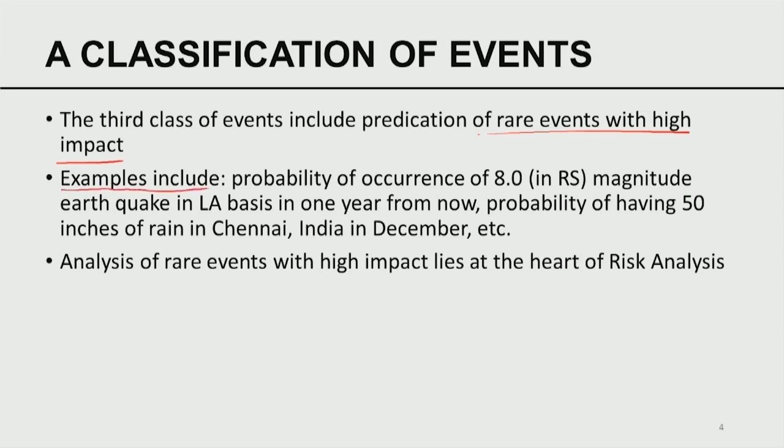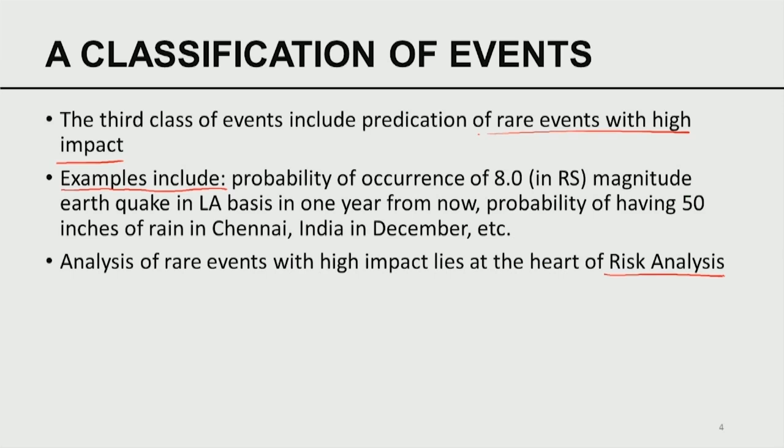So what are the examples of prediction of rare events? What is the probability that an 8.0 magnitude earthquake on the Richter scale will occur in the Los Angeles basin one year from now? What is the probability of having 50 inches of rain in Chennai in the month of December? That's a rare event. Analysis of rare events with high impact lies at the heart of what's called risk analysis.